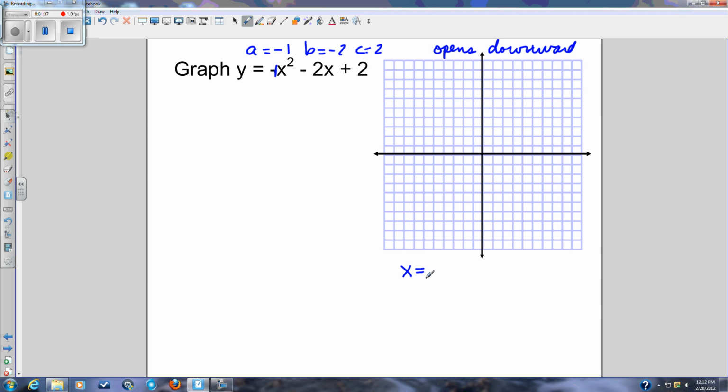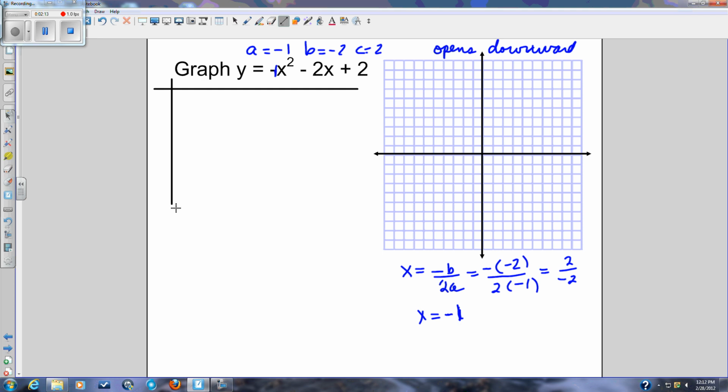And now we need to find the x-coordinate of the vertex, so we're going to use the formula x equals negative b over 2a. So let's plug our numbers in. We're going to have negative 2 over 2 times negative 1, which gives you 2 over negative 2, so x equals negative 1. That's where we're going to start. Now, we're going to make a table of our x and y values.